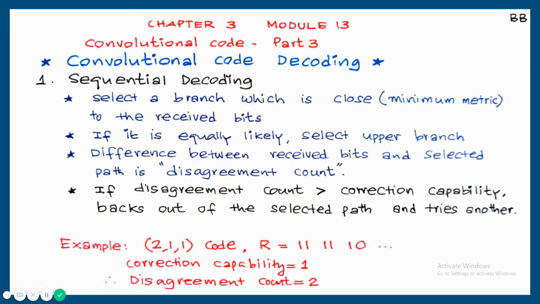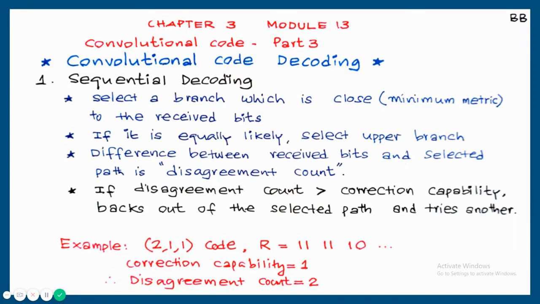If both branches are equally likely, that means the metric for upper branch and metric for lower branch are the same, then select upper branch. The difference between received bits and the selected path is the disagreement count. So when you're selecting a branch, there may be some difference between your received bits and that branch. That difference is known as the disagreement count. Initially the disagreement count may be 1. When you go to the next stage, one more disagreement will come, so 1 plus 1, 2. Just accumulate these disagreement counts.